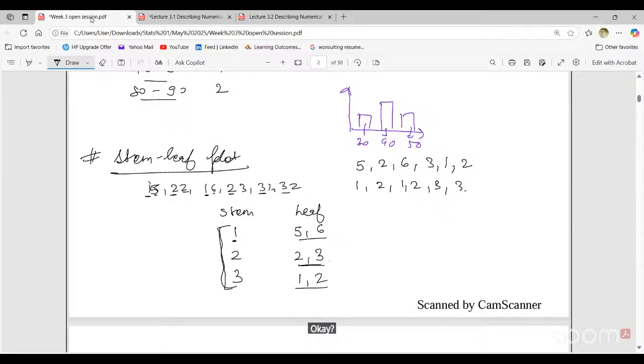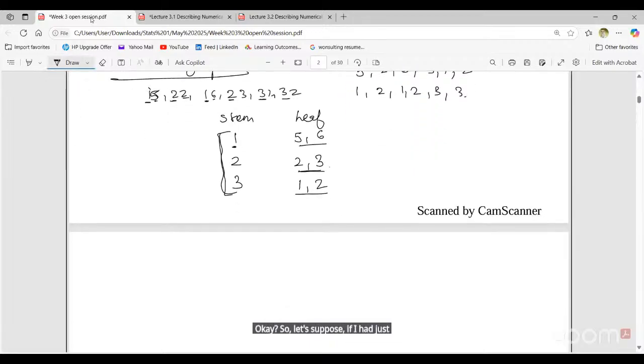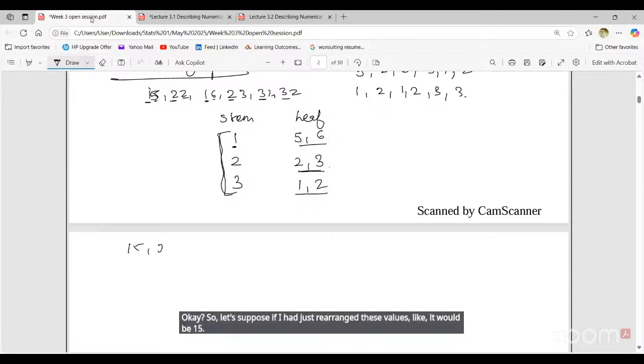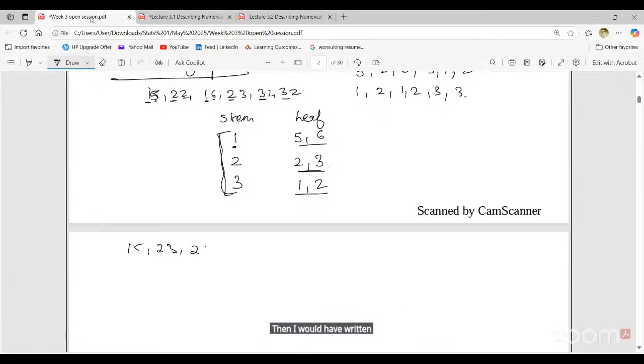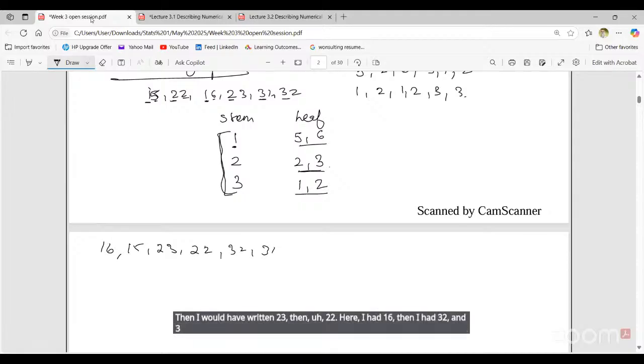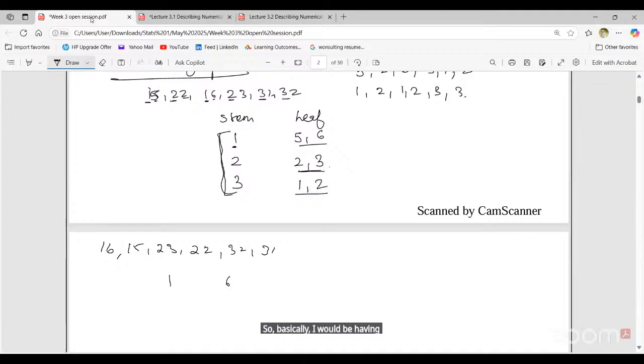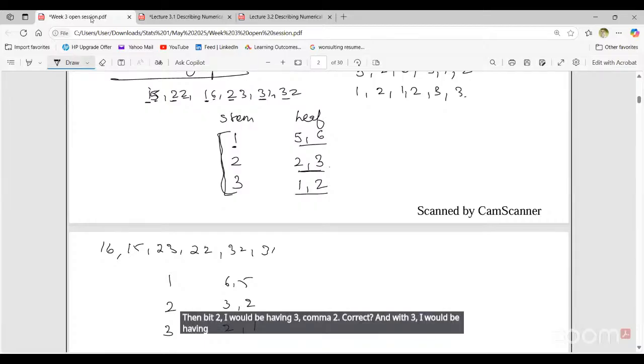Ma'am, suppose I had just rearranged these values, like 15, then I would have written 23, then 22. Here I had 16, then 32 and 31. So with 1, I would be having 6 and 5. Then with 2, I would be having 3, 2, correct? And with 3, I would be having 2, 1. So here, these values should be arranged in ascending order.